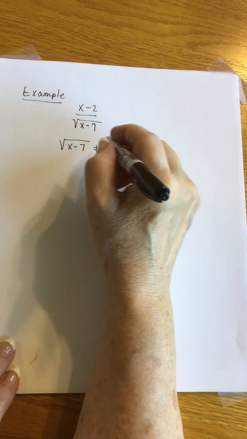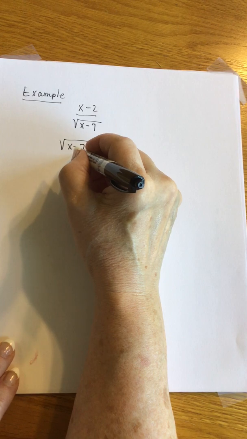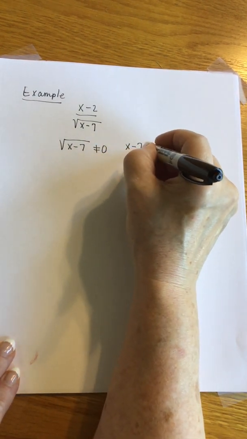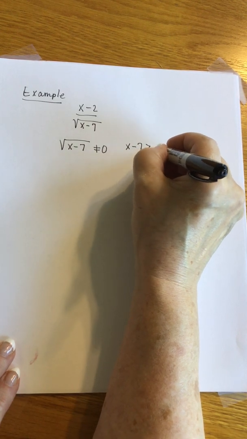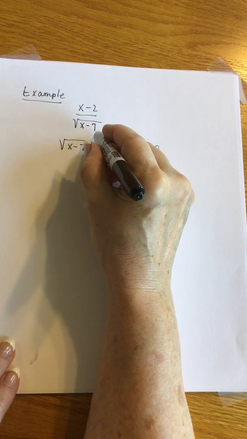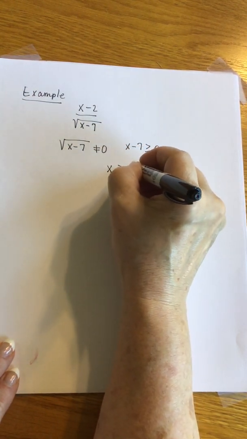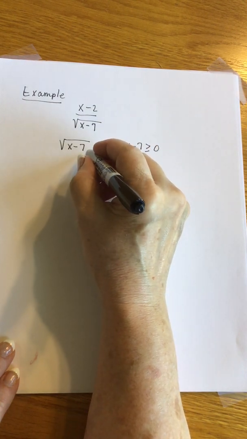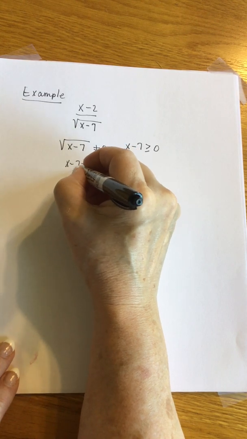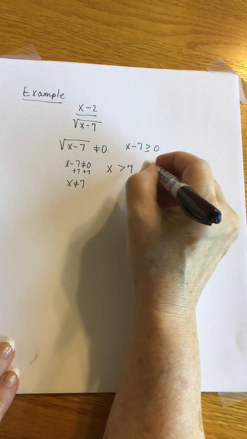And we also know that this inside here, the x minus 7, cannot be negative. So we're saying that x minus 7, the radicand, has to be greater than or equal to 0. But we know that it can't be equal to 0 because it's in the denominator. So instead, we're looking at x has to be greater than 7. So x cannot be 7 because x minus 7 cannot be 0. Adding 7 to both sides, x cannot be 7. So that's why we took away the equal sign.